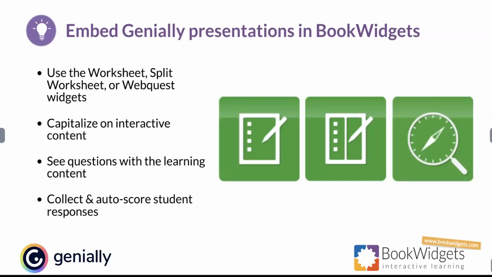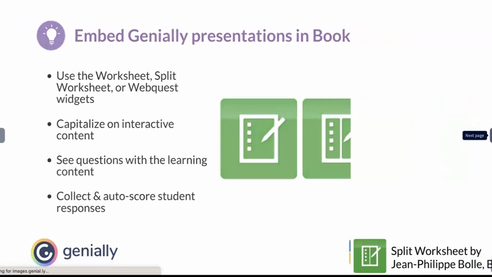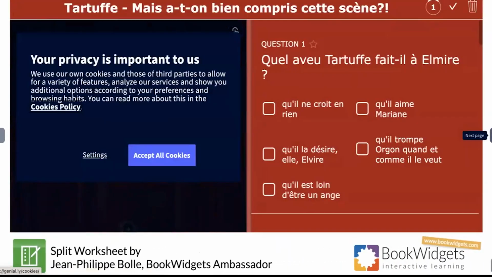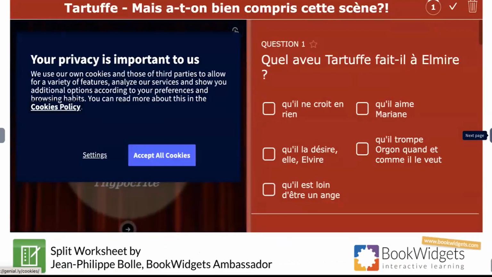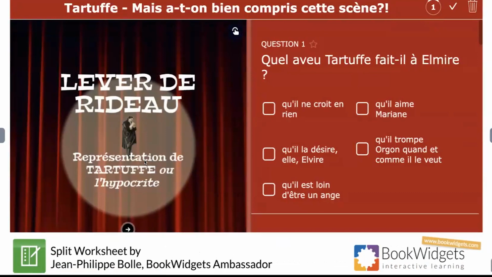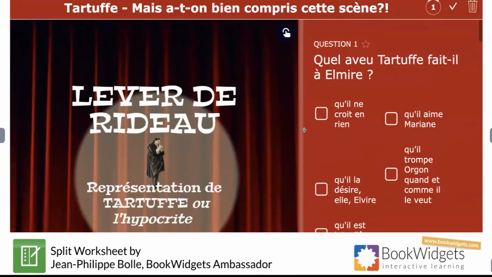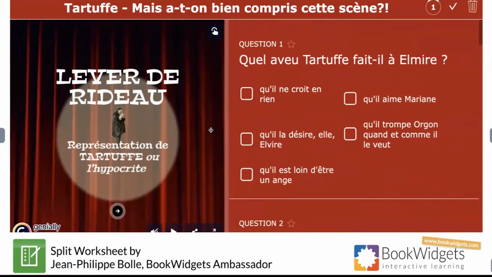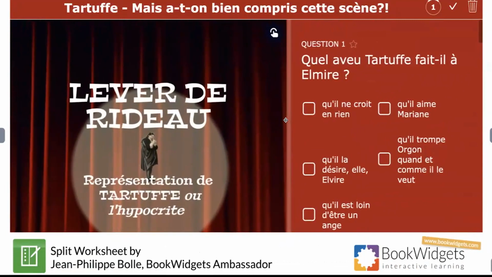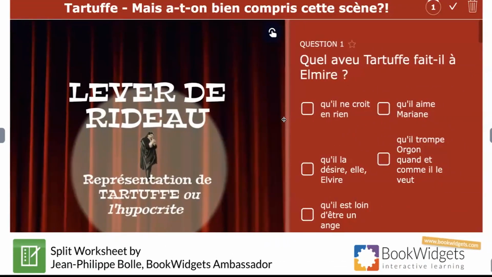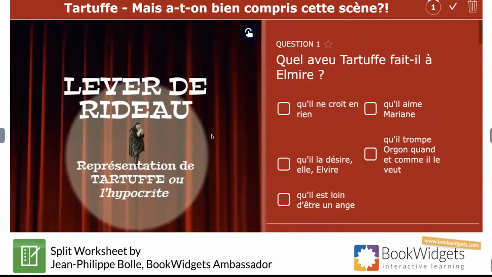So let me show you some fantastic examples. This is by Jean-Philippe, one of our BookWidgets ambassadors. And here he's using the Split Worksheet with the Genially on one side, and we have the questions on the other. Now, what I love about the Split Worksheet is that you can go like this, and you can maximize or minimize your content accordingly, so that if you want a little bit more time on the questions or vice versa, you can do that.